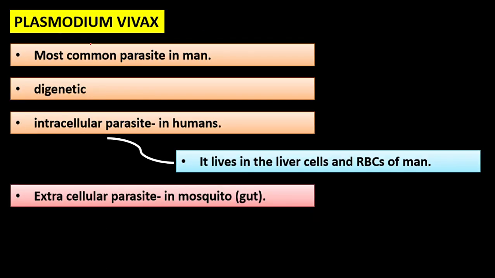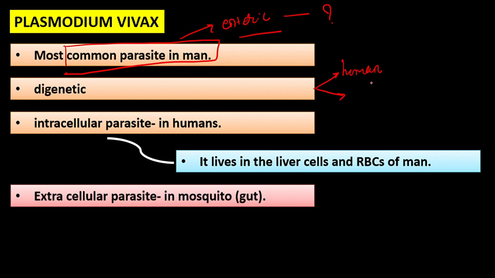It is the most common parasite in men. Do you remember in previous class we studied the most common enteric parasite? Write it in the comment box which one was it. Now it is digenetic. What is the meaning of digenetic? It is going to complete its life cycle in two hosts. Who are the hosts? One is your human and second one is your mosquito.